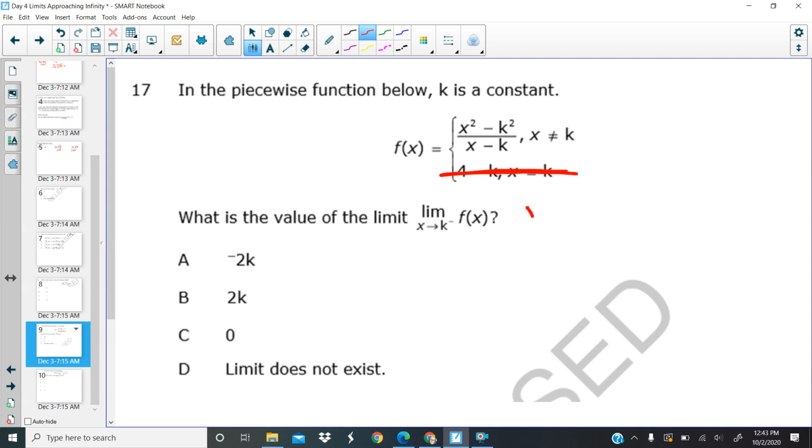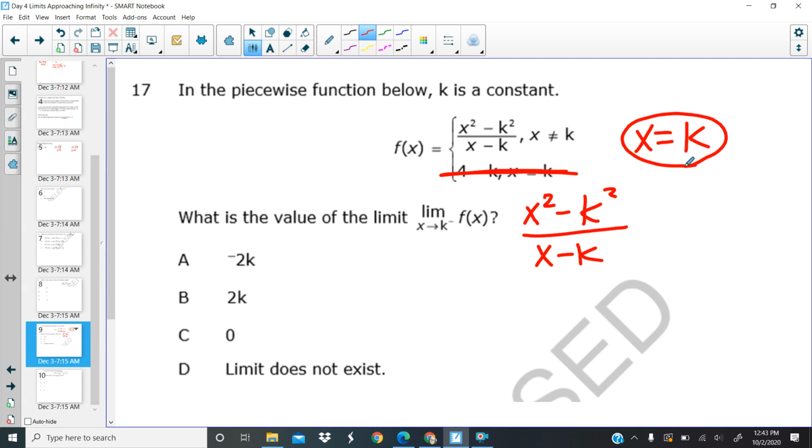So we're using this x squared minus k squared over x minus k problem, where x is going to equal k. That's what we would be plugging in. But whenever we plug k in for x, this denominator down here is going to be k minus k, which is 0, so that's not going to work. So what we have to do is try to simplify this equation.